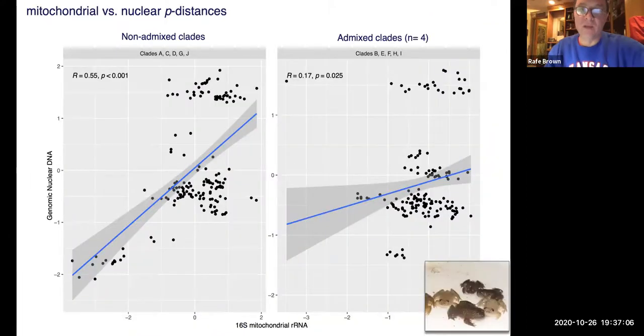Pretty amazing. Last thing we went back to, I'll show you, is we went back to the question of these P distances, and we looked at the relationships between the mitochondrial 16S gene relationship and a genomic distance metric from across all those genomic data that I just showed for the non-admixed clades versus the admixed clades where it looks like there may have been gene flow. And I think you can see the difference here, a much stronger relationship for the parental clades between the 16S mitochondrial distance and the full genomic genetic distance across these individuals.